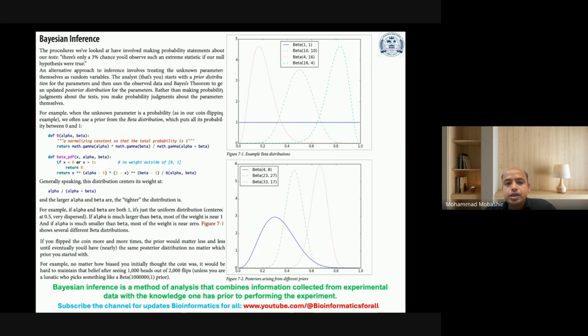inference. Bayesian inference is a method of analysis that combines information collected from experimental data with the knowledge one has prior to performing the experiment. So this is what you need to remember. Some knowledge you have before you perform the experiment. This is what you need to remember.